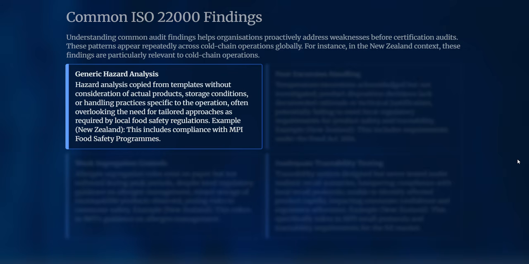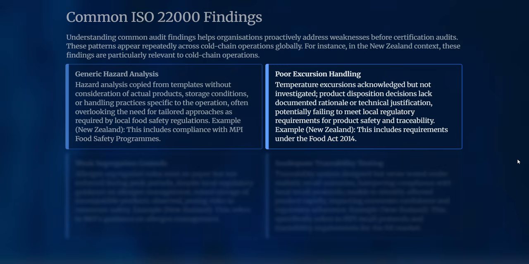Having generic hazard analysis is a common finding that you can avoid, when hazard analyses are copied from a template without consideration of actual products or your storage conditions or your handling practices in operations. Then you have poor excursion handling, like temperature excursions being acknowledged, but not investigated and not addressed, and the root causes are not corrected. This is also another finding.